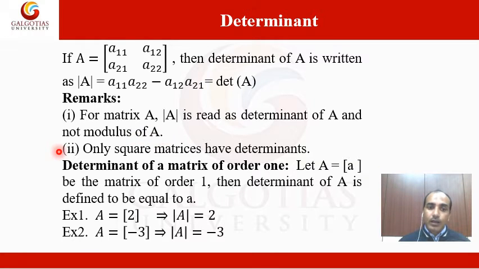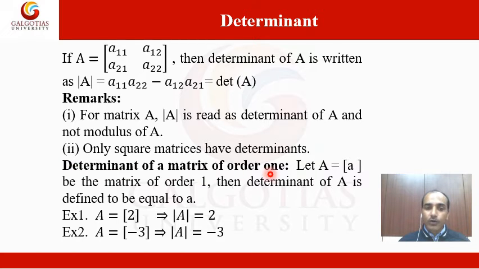Second, only square matrices have determinants. That means matrices of order 1 cross 1, 2 cross 2 and so on have a determinant, not non-square matrices.